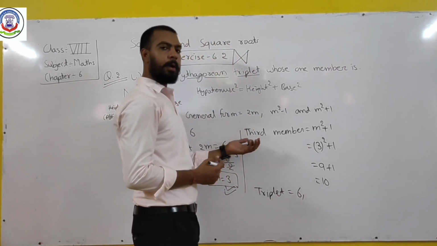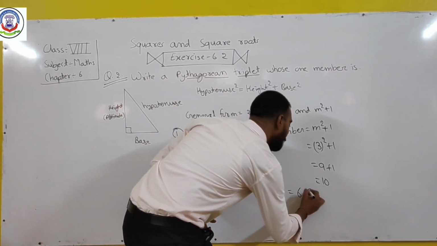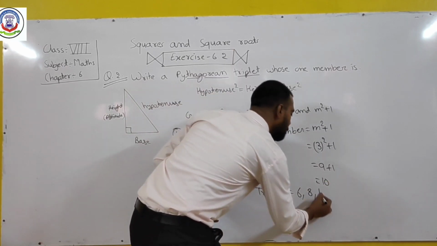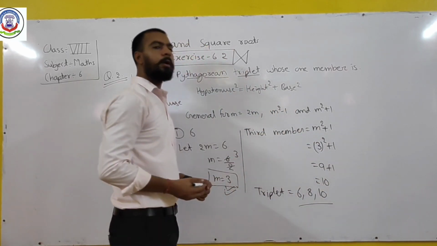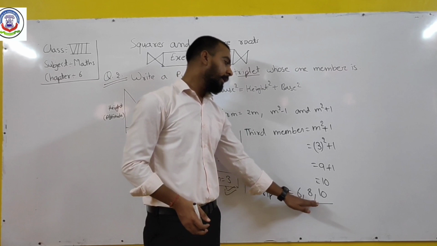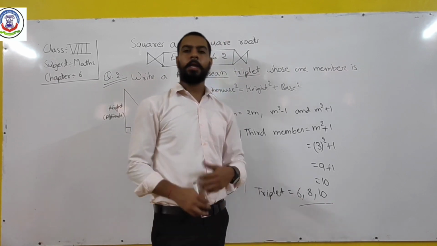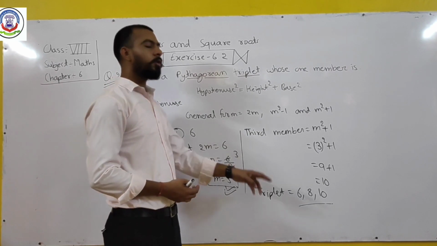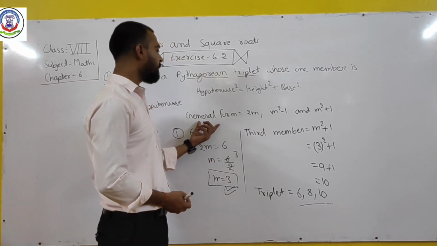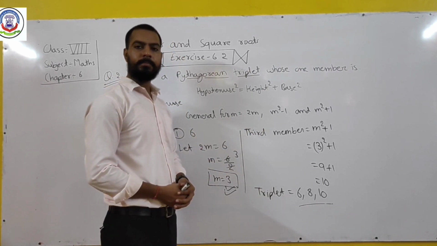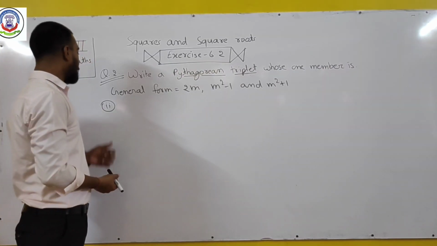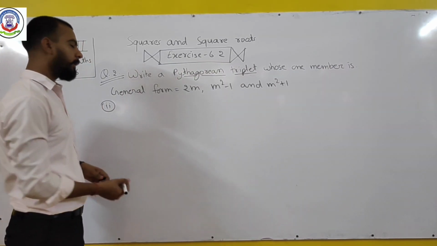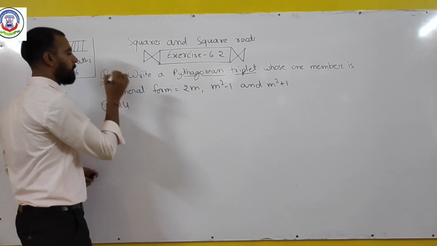What was the second member? Yes, 8. And the third member is 10. So this is our triplet: 6, 8 and 10. When any one member is given, we can find the other two members with the help of this general form. Okay students, let's see the next question, that is 14.